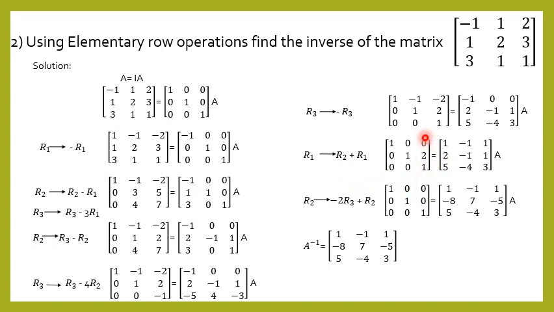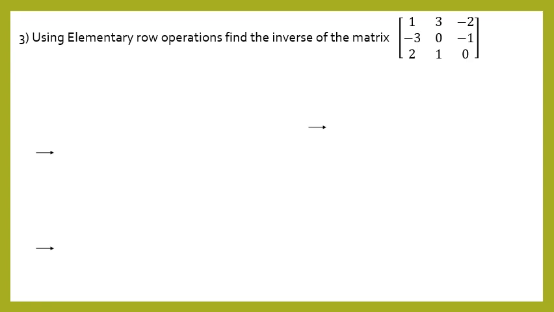Here also, the third element in the third row becomes 1 and all other elements in that column become 0. In that way we convert this matrix to an identity matrix. Then automatically we get the inverse of this matrix A. Now we saw two different problems of how to find the inverse of a matrix using row operations. Here is the third question. Please try to do it yourself.